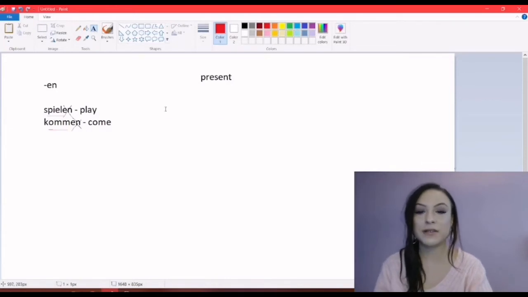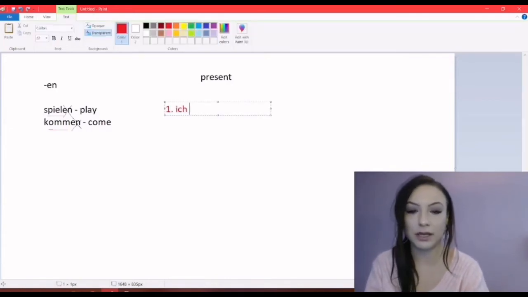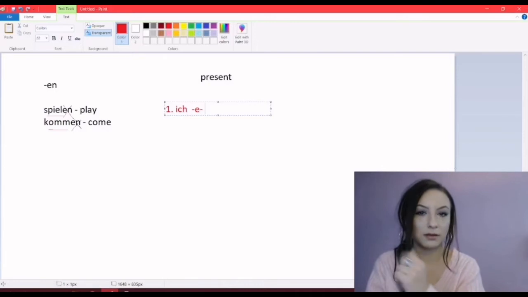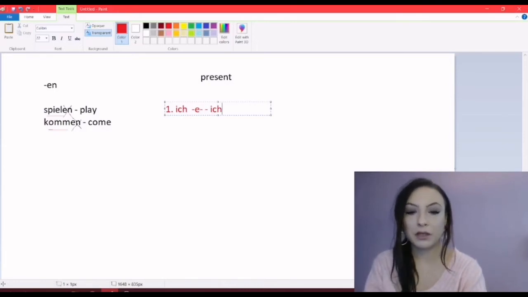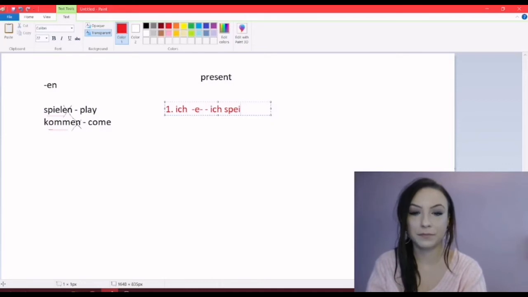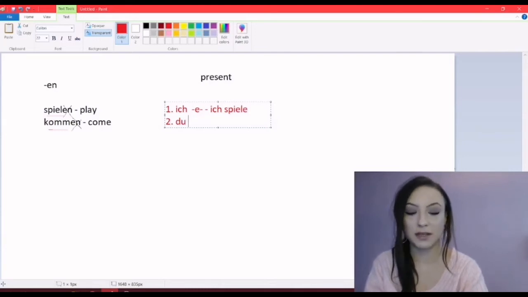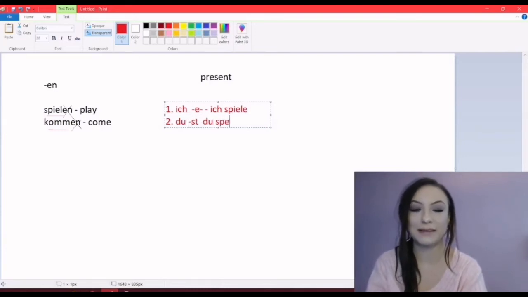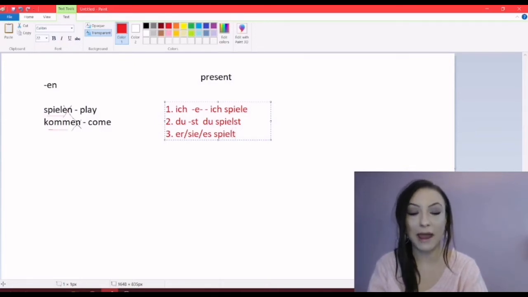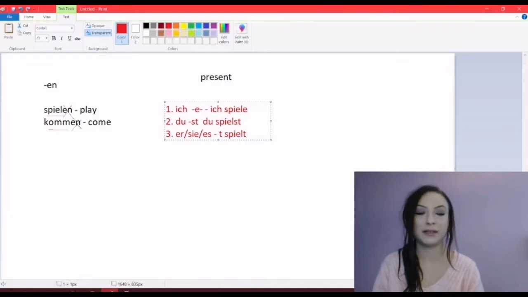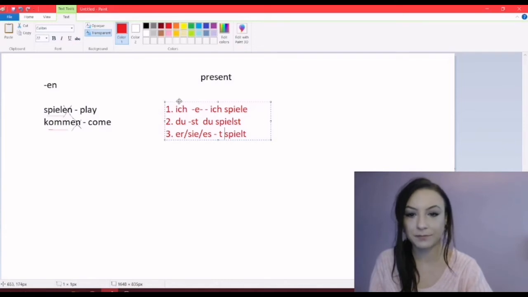Okay, so for the first person singular, like ich, you need to add e. I will take the verb spielen. Ich spiele. Okay, ich spiele. For the second person singular, you would add st, meaning du spielst. You play. Er, sie, es spielt. Okay, so you add t. Spielt. Ich spiele. Du spielst. Er, sie, es spielt.